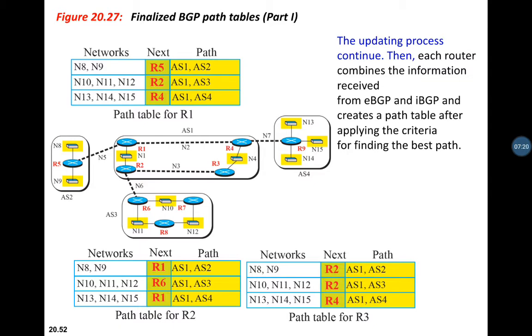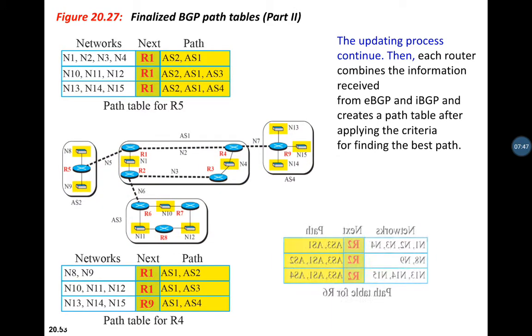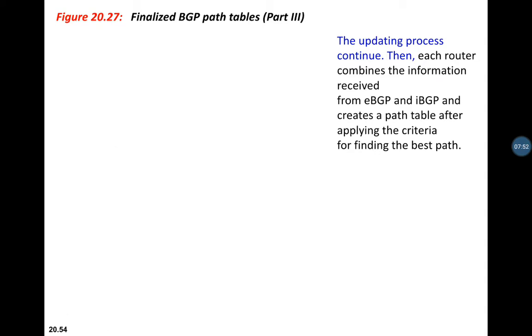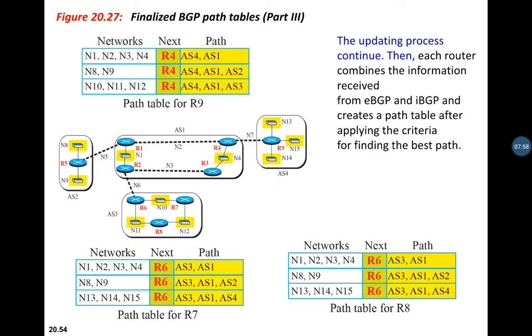Using those, the autonomous systems that can be connected, the updating process continues. Then each router combines the information received from eBGP and iBGP and creates a path table after applying the criteria for finding the best path. Next we'll see the path tables for R4, R5, R6, and also the path tables for R7, R8 and R9.